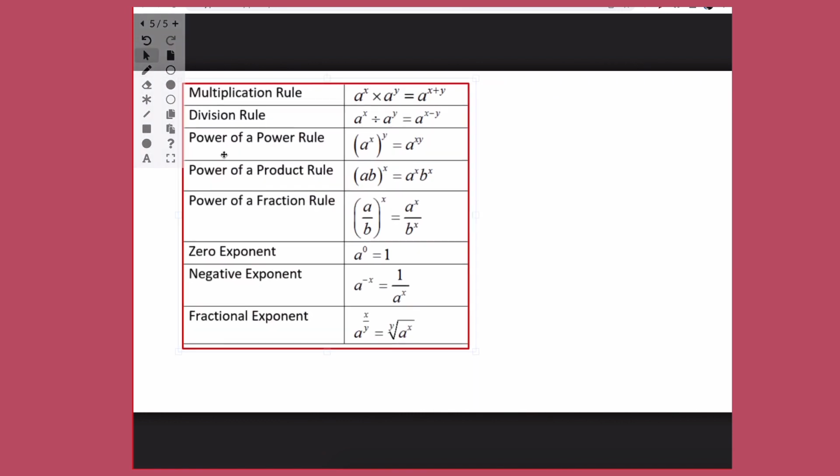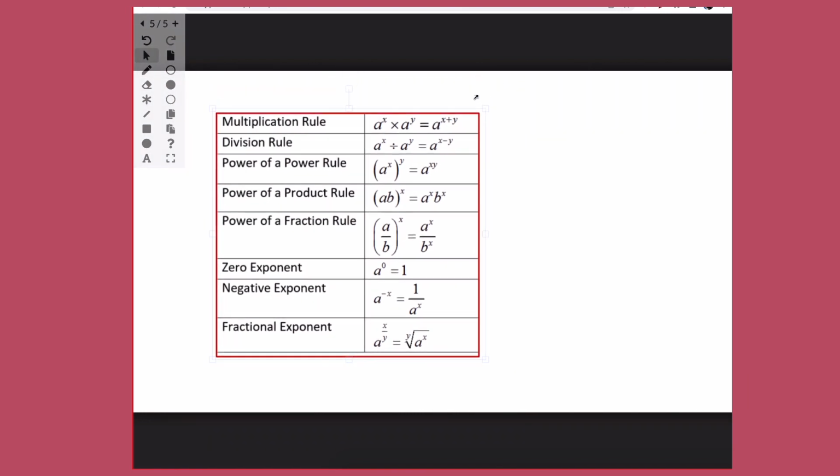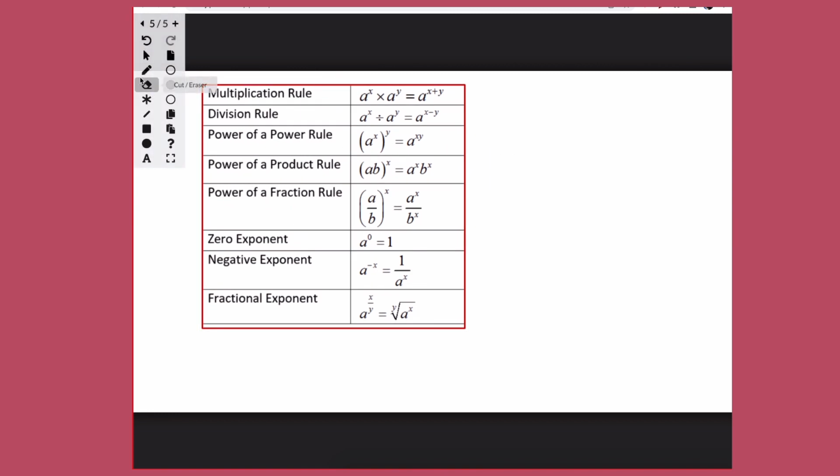Okay. So we're going to go over the rules one more time. We established that if something is a to the power x, it's just a times a times a, x times. And if something is a to the power y, it's the same thing but with y, so a times a times a, y times.